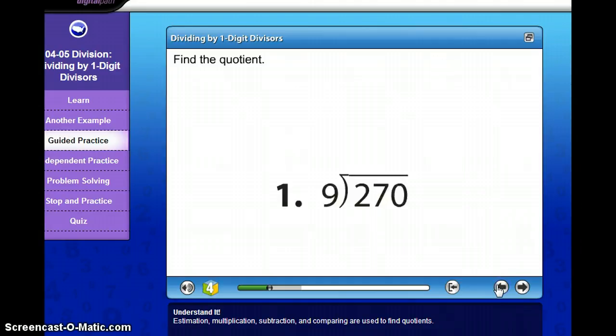We're going to find the quotient of, how would you read this problem, Wyatt? 270 divided by 9. Exactly. When you see a division problem with the division bracket, where it's written like this, you always say the inside number, 270 divided by 9.